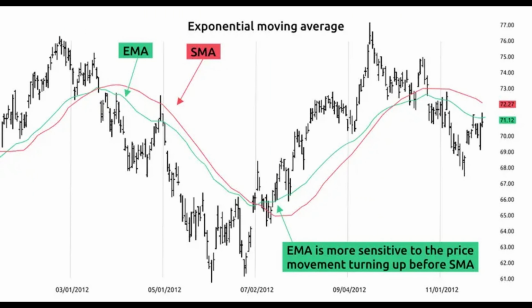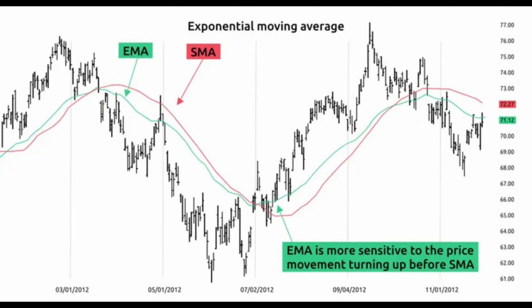What is EMA? Before we dive into the strategy, let's quickly understand what the EMA actually is. The Exponential Moving Average is a type of moving average that gives more weight to recent price data. Unlike the simple moving average, which treats all data points equally, the EMA reacts faster to price changes. That responsiveness is exactly why intraday traders love it.